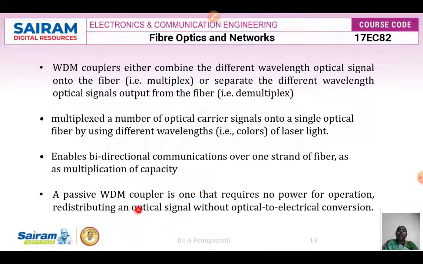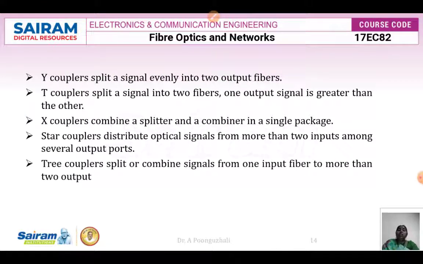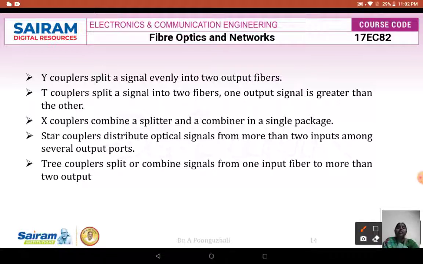A passive wavelength division coupler requires no power for operation, redistributing the optical signal without optical to electrical conversion. There are different types of couplers. One is the Y coupler, which has a Y shape. So the coupler is like this, and this is your Y coupler. The lights are combined through this and received at the receiver side, or it can be the other way around.